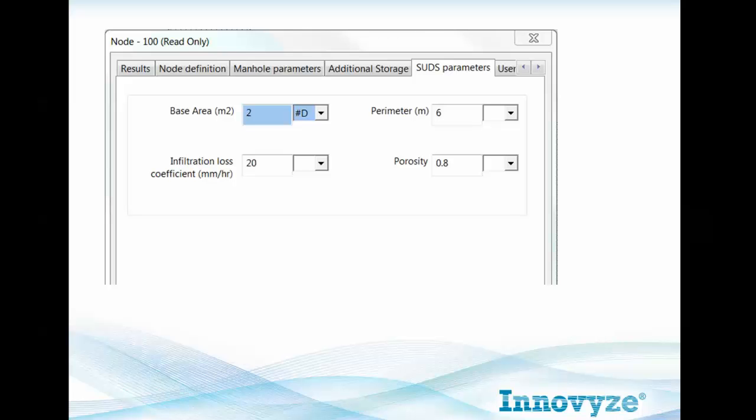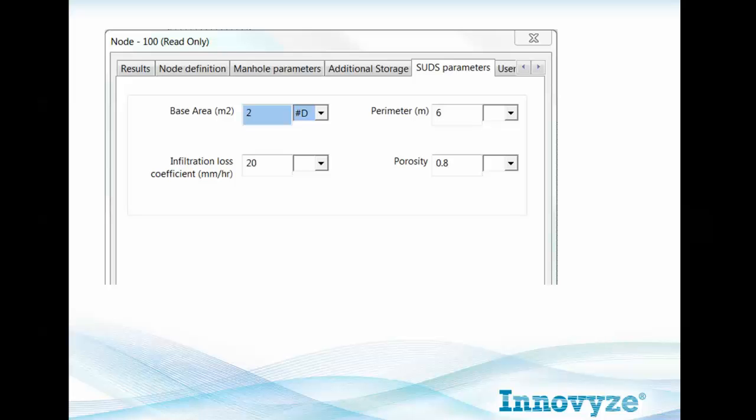Similarly, if we know the water level in the node, we know the perimeter, so that gives us an exposed side of this soakaway. Again, multiply that by the infiltration loss rate, and that gives us a loss rate through the sides of the soakaway. Porosity, we can see, for example, in this case, it's fairly high, 0.8. So that would mean that a depth of water in the soakaway would be increased slightly due to this porosity. That would then expose a greater depth, which would be multiplied by the perimeter and the infiltration loss coefficient to give us a loss from the sides.